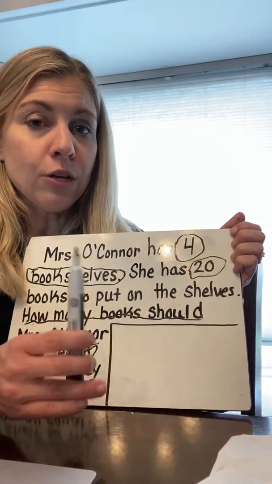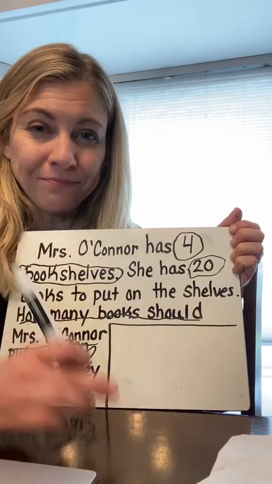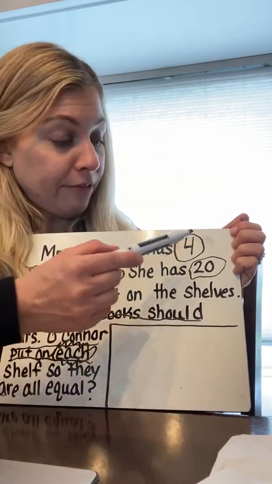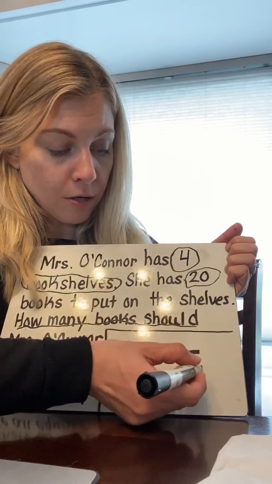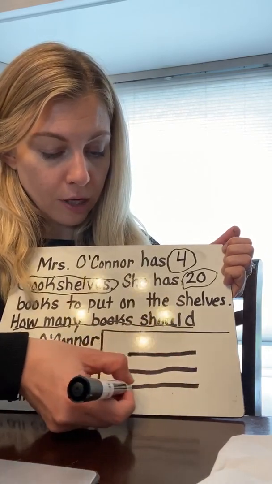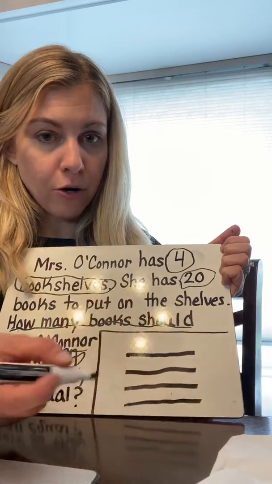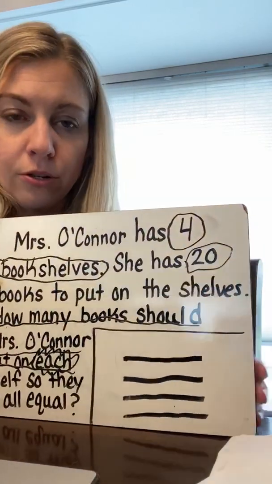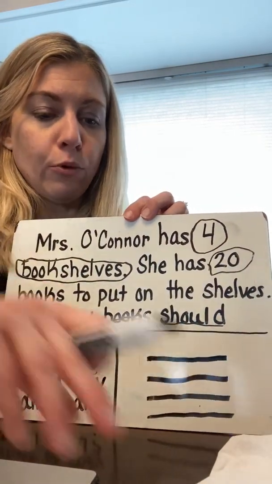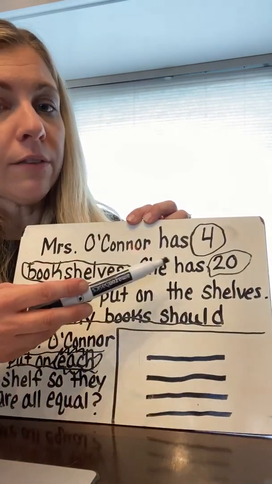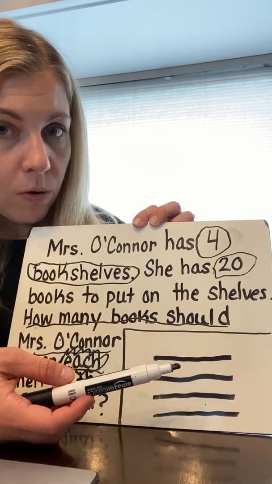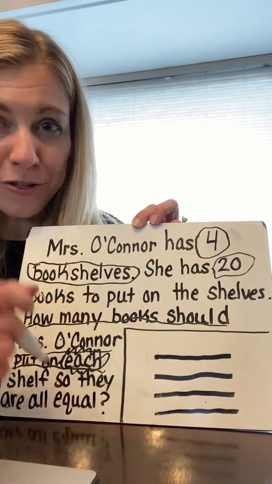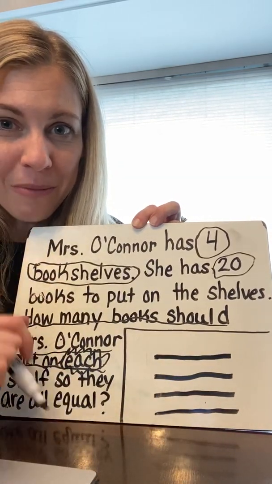So how many rows should you draw? 4, you're right. 4 bookshelves is our 4 rows. So I'm going to do 1, 2, 3, 4. Remember, rows are horizontal. They lay down, they go sideways. Okay, now I have 20 books all together. If I want them to be equal, I'm going to show you how to do that after you try it on your own and see what you come up with.